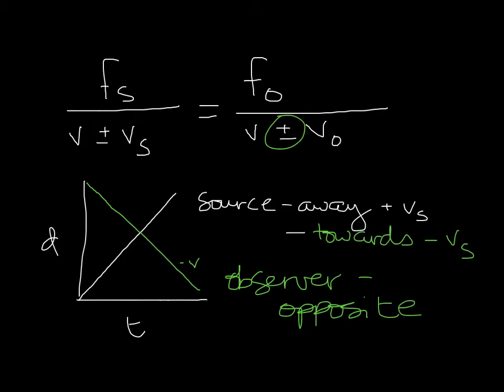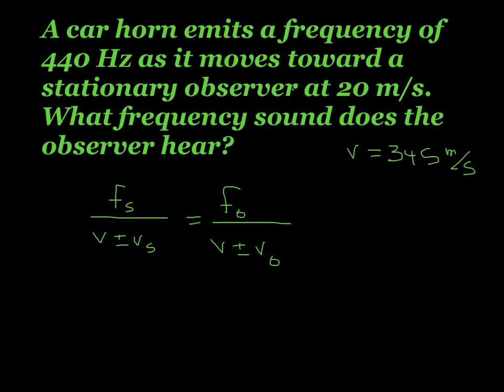The source is the easier one to remember because it is related to this displacement graph that we started with at the beginning of the year. So here's a sample problem. A car horn emits a frequency of 440 hertz as it moves towards a stationary observer at 20 meters per second. What frequency sound does the observer hear?